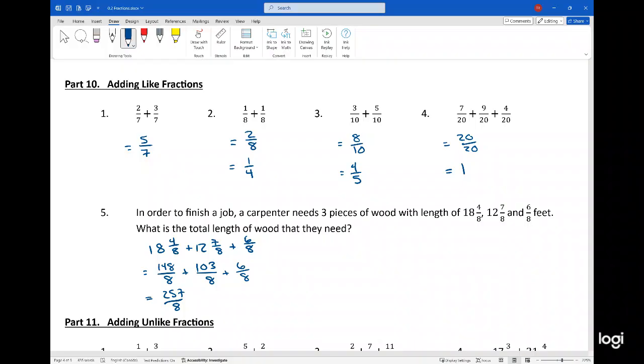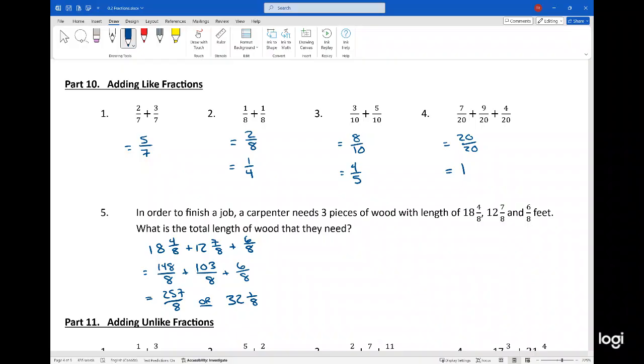Now we could, again, if you wanted to, write that as a mixed fraction answer. 257 divided by 8 is 32 and 1/8. So 8 times 32 is 256, and then you got 1/8 left over.